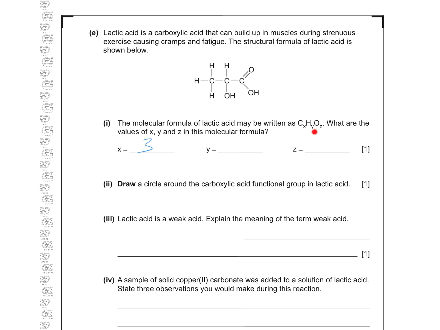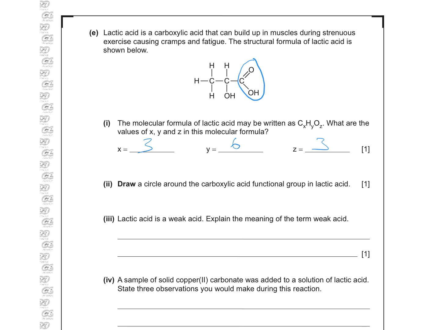Y is then associated with the hydrogens. So count those up. 1, 2, 3, 4, 5, 6. And lastly, Z, which is associated with the oxygens. Well, there are 1, 2, 3 oxygens. Part 2, draw a circle around the carboxylic acid functional group. This is the functional group.